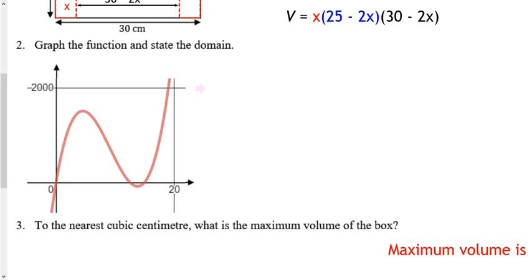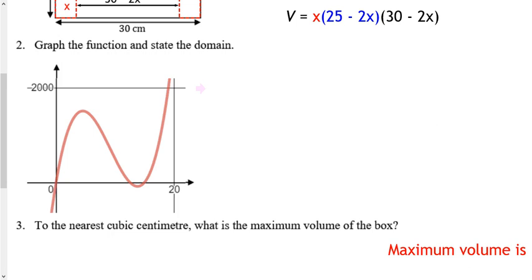So here's what my graph looks like. If you can sketch something similar to this in your notes, that's great. And we could figure out these x-intercepts as well. We could do it from the equation or from the graph. I'm going to do it from the equation. So I'm going to say, well, when is volume 0?